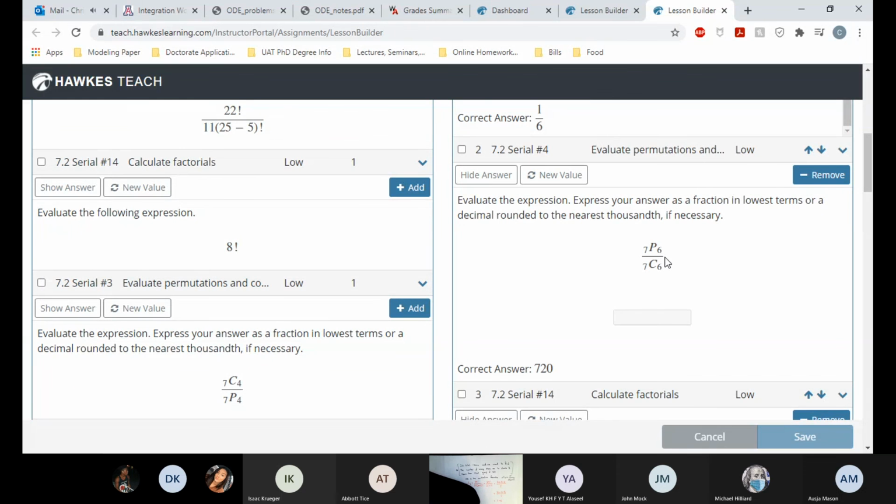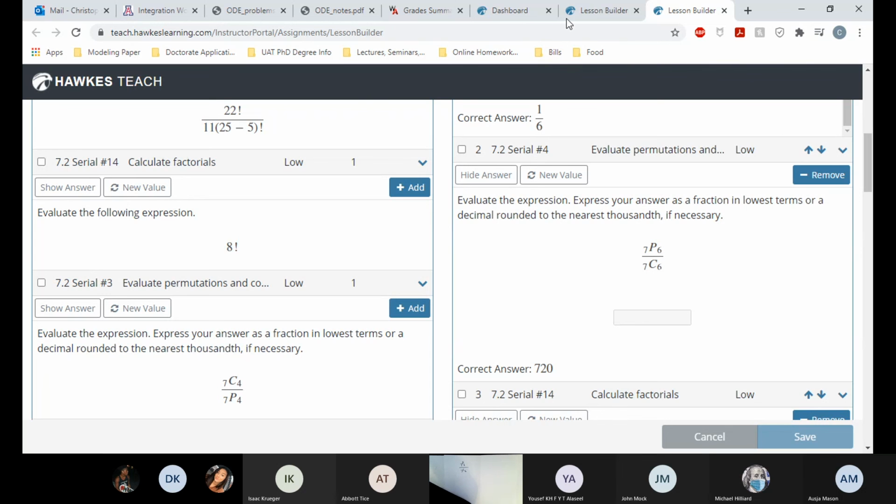Right. So the trick to this, if you've got a scientific calculator, the trick to being able to do this all at once is to wrap the top and the bottom in parentheses, because otherwise your calculator might get confused about what order it's supposed to be dividing things in. So let me write this down and then we'll come to my camera here. 7P6 over 7C6. Okay.